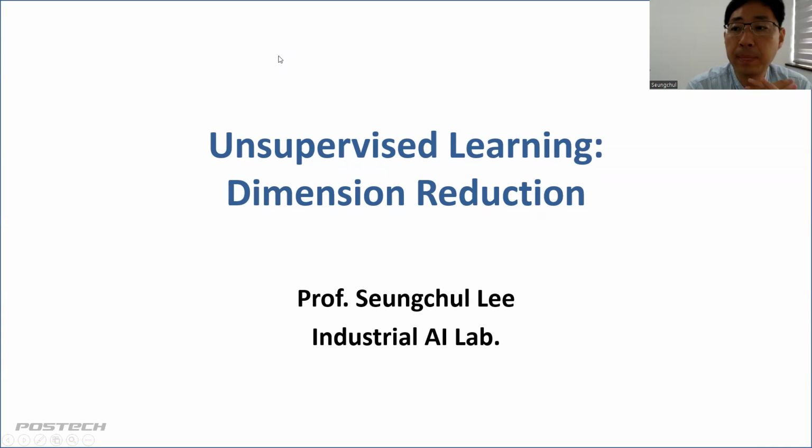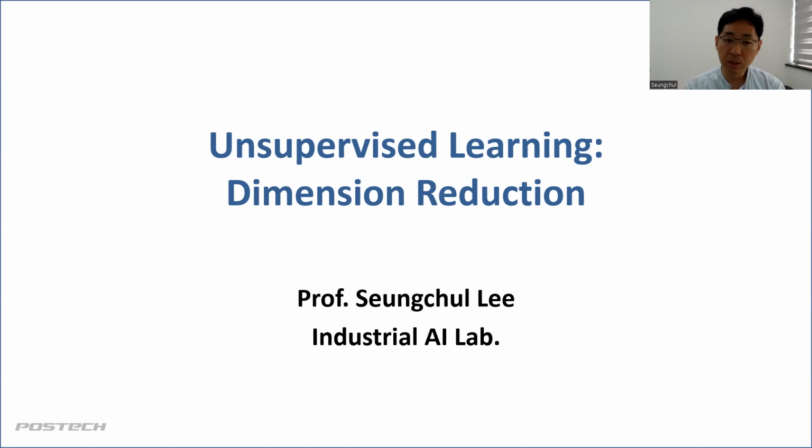Okay, so what I'm going to do today, as you can see on the screen, is another unsupervised learning topic, which is dimension reduction. You remember that we started with supervised learning, and for supervised learning, we should have a data set which has inputs and the corresponding outputs or labels. On the other hand, for unsupervised learning, we have only inputs.